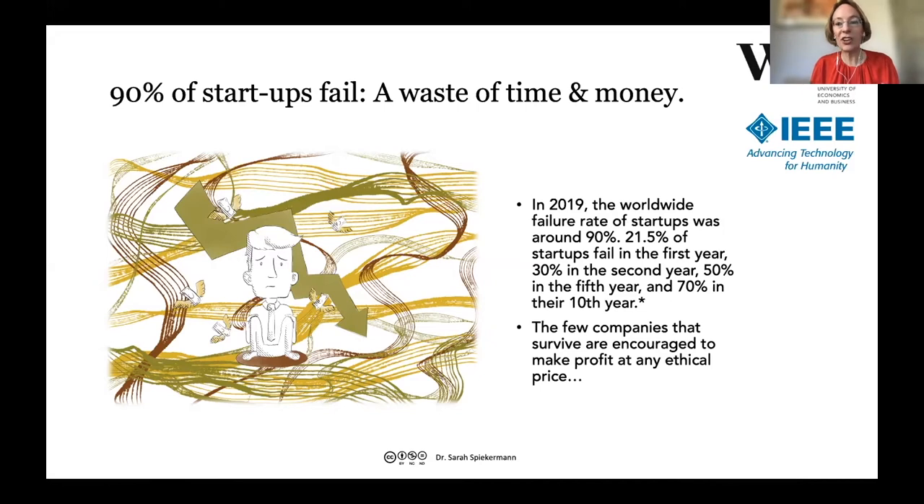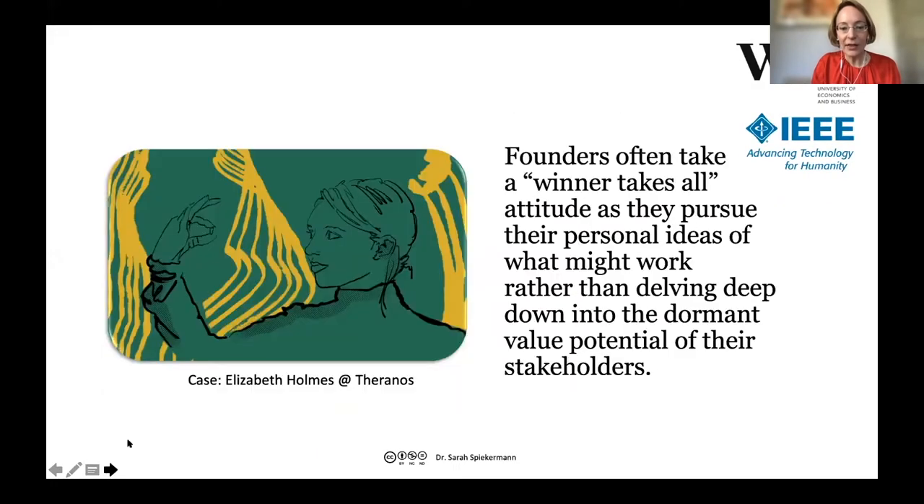Companies fail also because it's hard for them to motivate their staff. And why is it difficult to motivate their staff? Because often you find an attitude in these companies, like Elizabeth Holmes' case, Theranos is a very good one for that. Founders often take a winner-takes-all attitude as they pursue their personal ideas of what might work, rather than delving deeply down into what I call the dormant value potential of their stakeholders. So small companies are driven by some founder who gets a lot of money these days and very quickly so, but the true value potential is not really pursued.